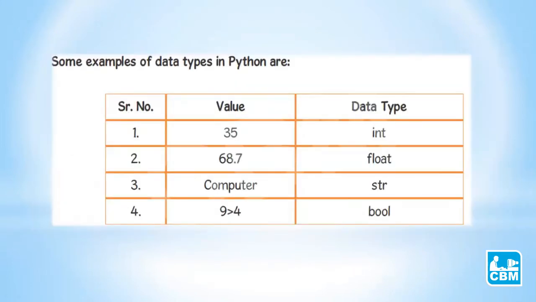The value 35 is an example of the int data type, while 68.7 is a floating point number, hence it comes under float data type. "The computer" is a string data type, while 9 greater than 4 that returns the value true is an example of Boolean data type.